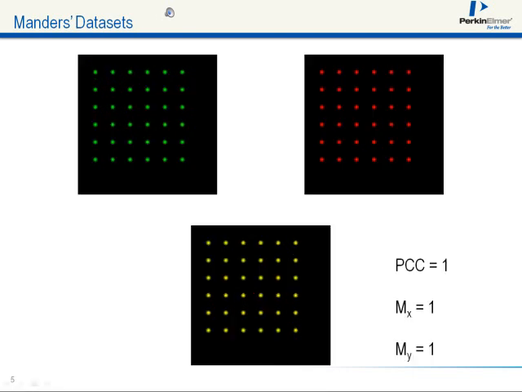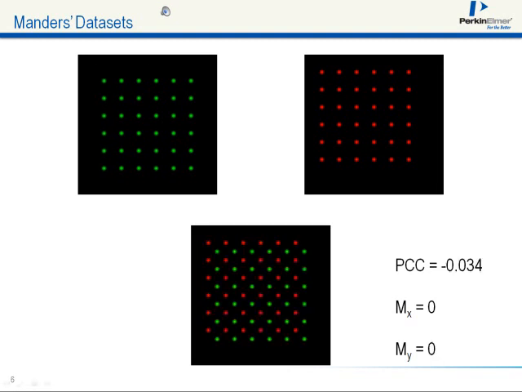In the first example, all of the Gaussian objects in the red and green channels are perfectly aligned. We get a Pearson's correlation coefficient of 1, Mx of 1 and My of 1. That means all of the green intensities colocalize with red and all of the red intensities colocalize with green. In this example, all of the green Gaussian objects have been displaced, so there's no colocalization. We get quite an odd result for PCC, minus 0.034. Mx is 0 and My is 0, so that's no green intensities colocalized with red and no red intensities colocalized with green.